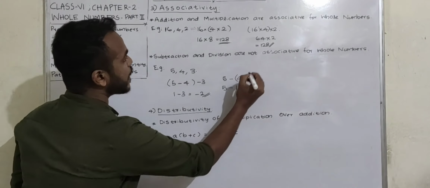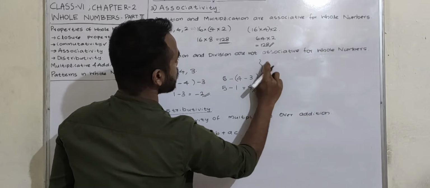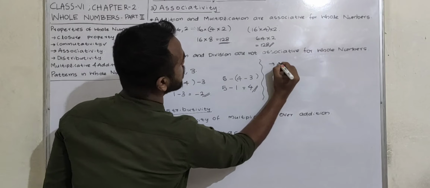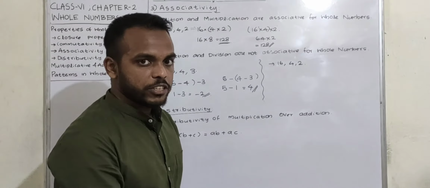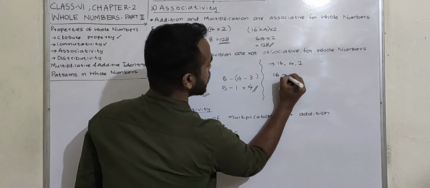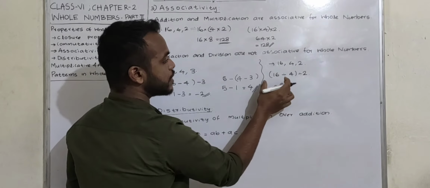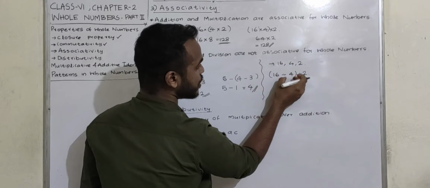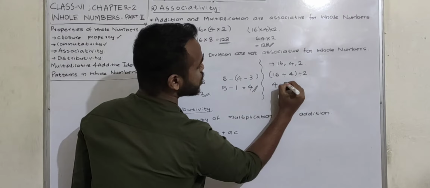Now let's see in the case of division. We use the same numbers here, 16, 4 and 2. What is associative property? You already got it, so I am not going to explain any further. 16 divided by 4 divided by 2. Let's see what is the answer. What is 16 by 4? 16 by 4 is 4, divided by 2. What is 4 by 2? The answer is 2. Now let's see the other process.